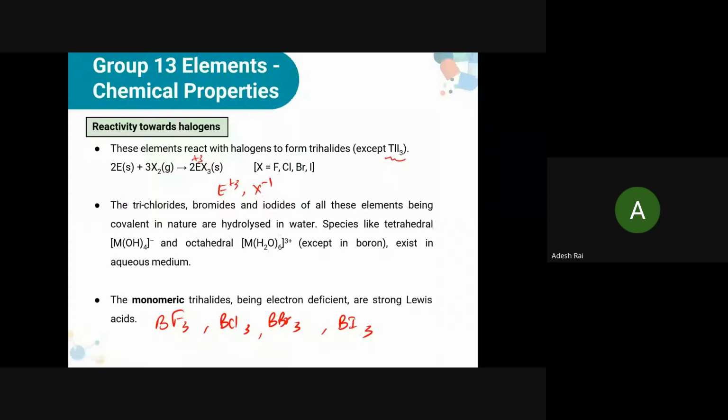Can you proceed? One second. So in this slide, in the reactivity toward halogen, what we have seen is that all elements of the boron family will react with halogen to form EX3. E stands for element. So whatever element it is, it will be combining with X3. But if you do the hydrolysis of these trihalides, then they will form tetrahedral species and octahedral species, but not for all the elements, except for boron. Boron won't form these tetrahedral and octahedral species.